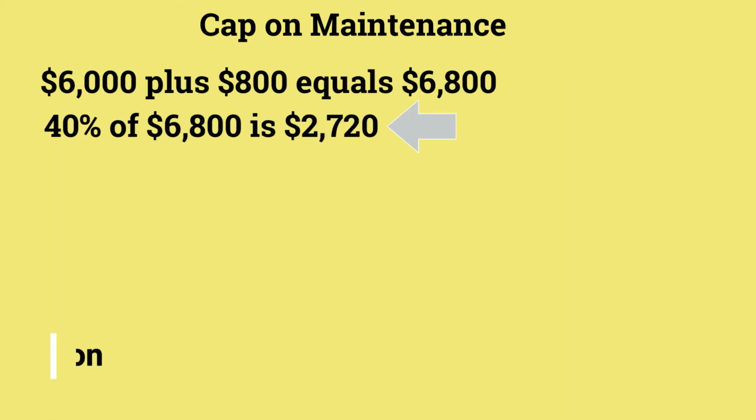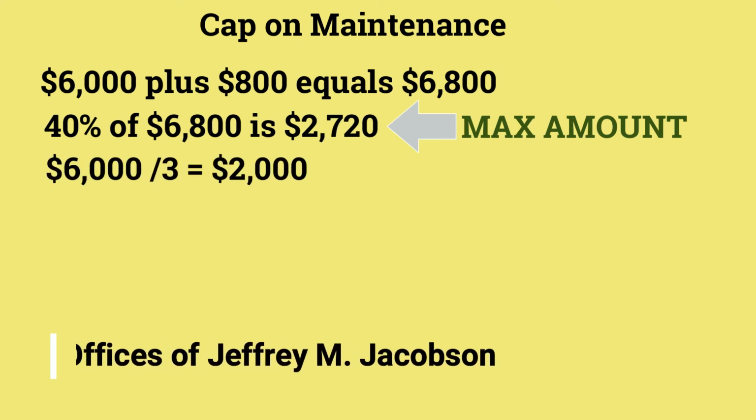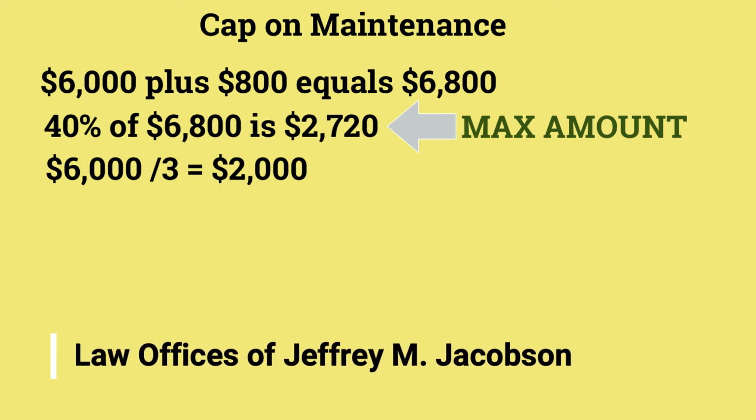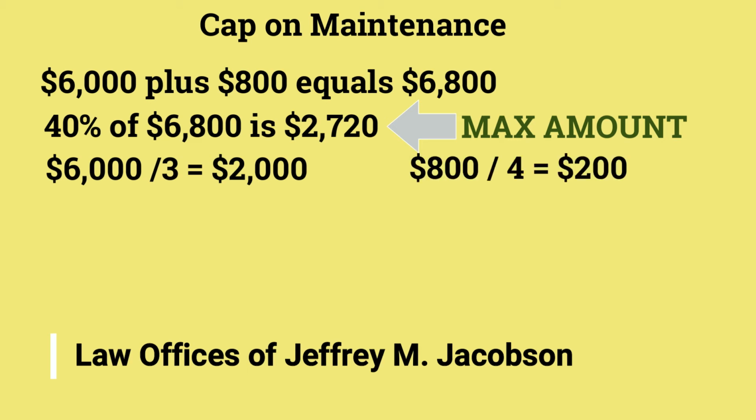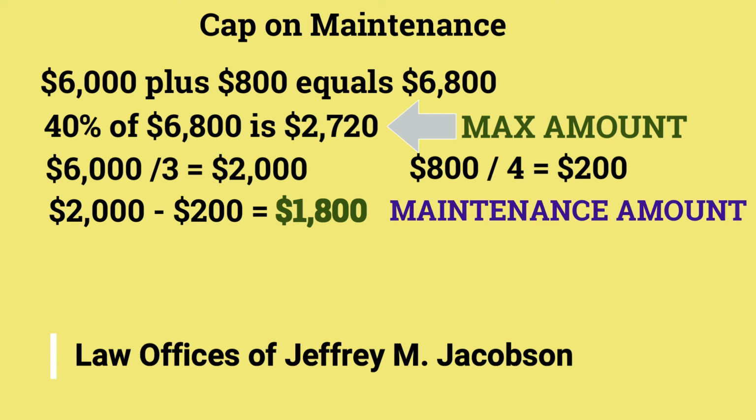Now let's look at how we calculate maintenance. So then we take the net income of the payer, which is $6,000, and we divide it by 3, which equals $2,000 in this example. We then take the person that's receiving the maintenance and divide their net income of $800 a month by 4, which equals $200. You subtract the $200 from $2,000, and that equals $1,800. Now that's what maintenance is. That's what the person is supposed to pay.